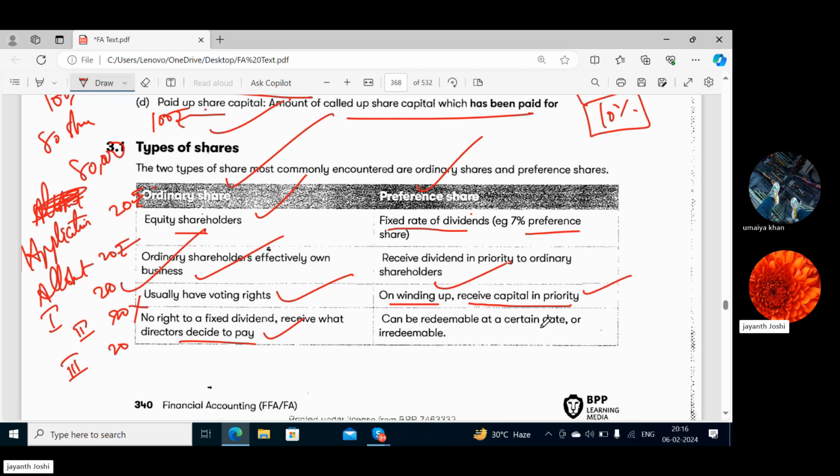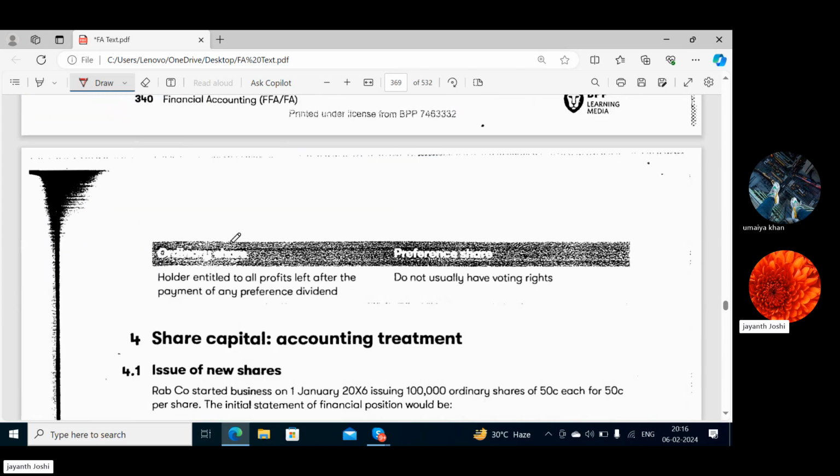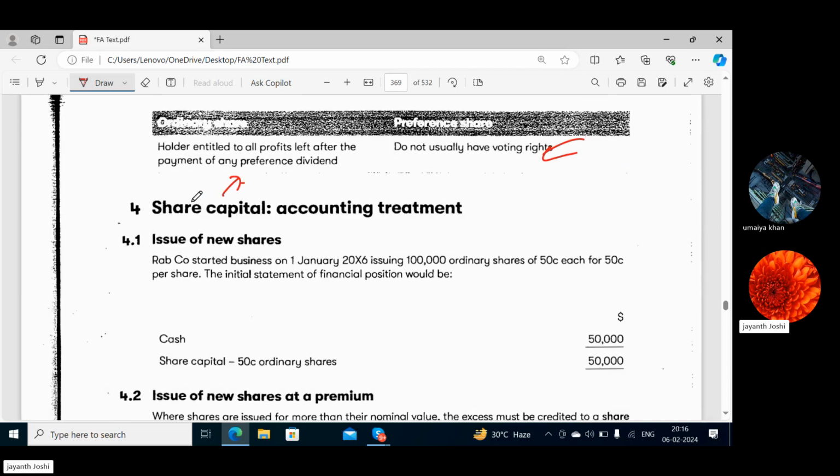They can be redeemable at a certain date or irredeemable. There are basically many types of preference shares, but they have mentioned redeemable and irredeemable. Redeemable means the money will be paid back. Irredeemable means the money will not be paid back. And ordinary shareholders are entitled to all profits left after payment of any preference dividend, and do not usually have voting rights. This is what we have already discussed. Then comes the fourth topic, share capital accounting treatment. So now let's go ahead into this.